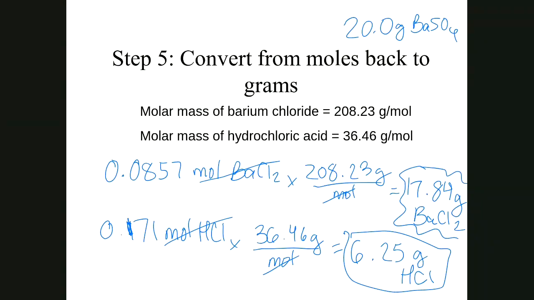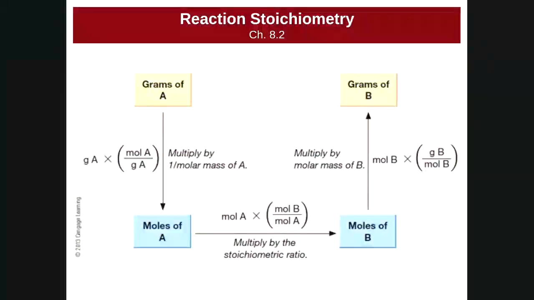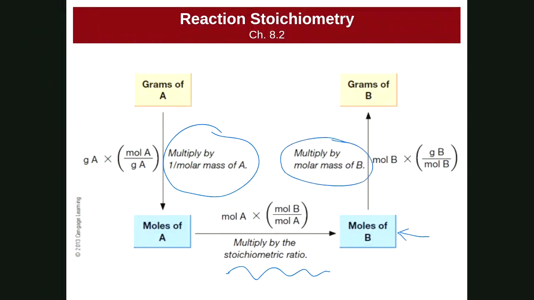All right, so that's a stoichiometry problem for you. And this is the general setup for reaction stoichiometry. We convert from grams of A to moles of A. We multiply by 1 over the molar mass, and then we multiply by our mole ratios to convert to B. And if we have to go back to grams of B, we multiply by the molar mass of B. So this is our setup for reaction stoichiometry problems.